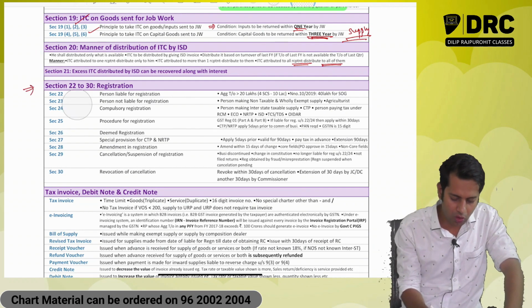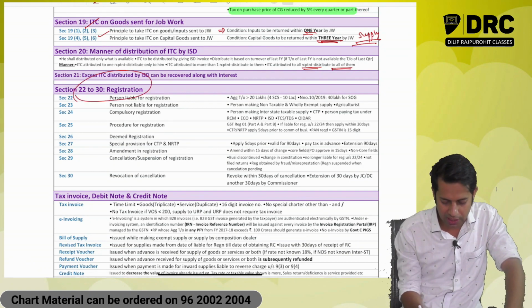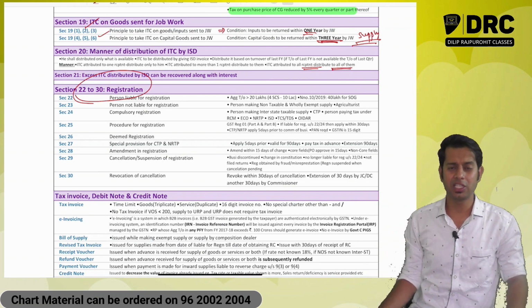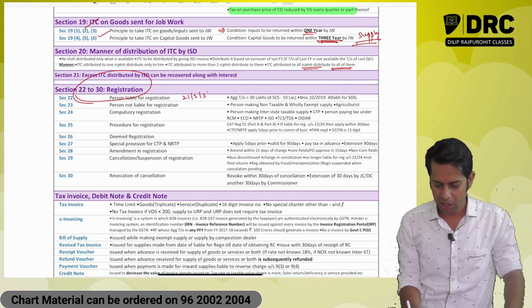Section 22. Section 22 talks about what? Section 22 talks about registration. Section 22 to section 30 talks about registration. Section 22 talks about persons liable for registration. Section 22 has totally 4 subsections: subsection 1, 2, 3, 4.